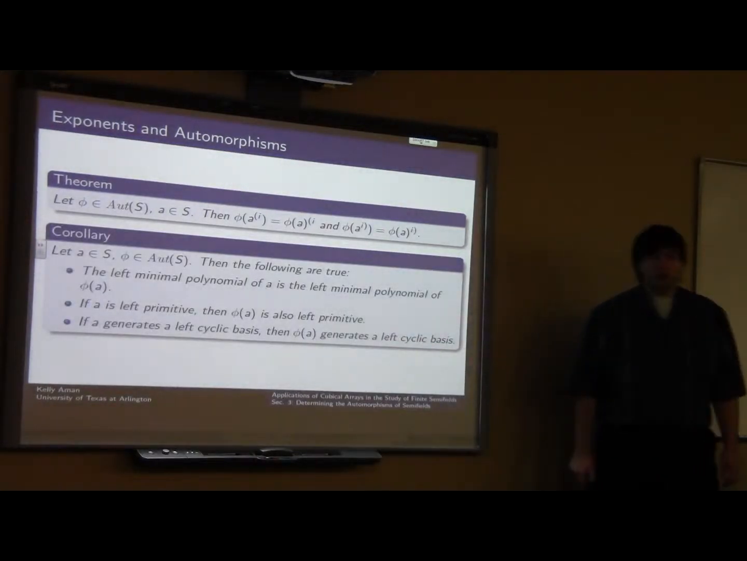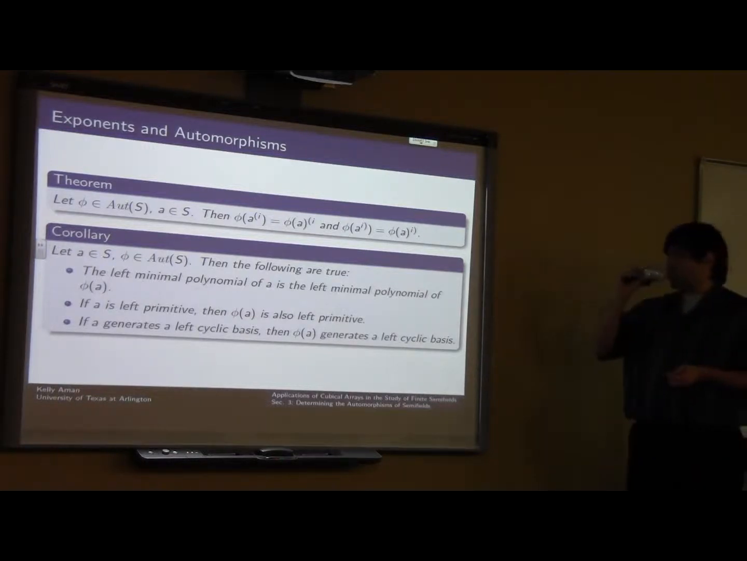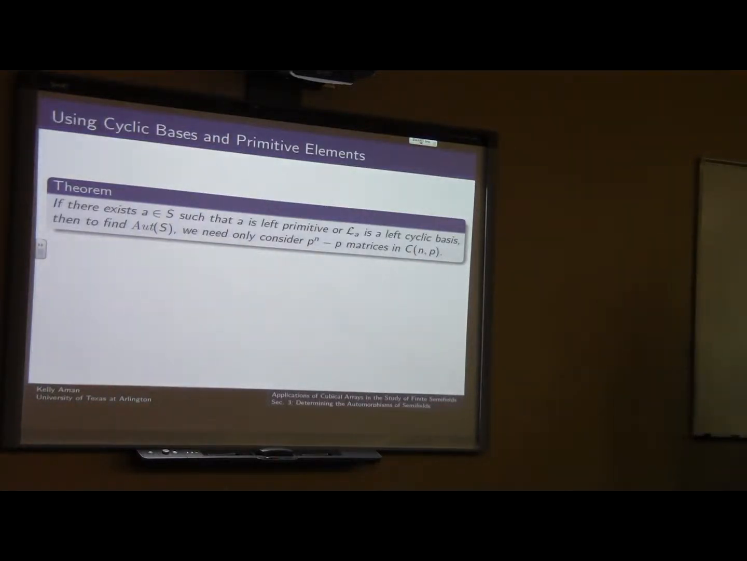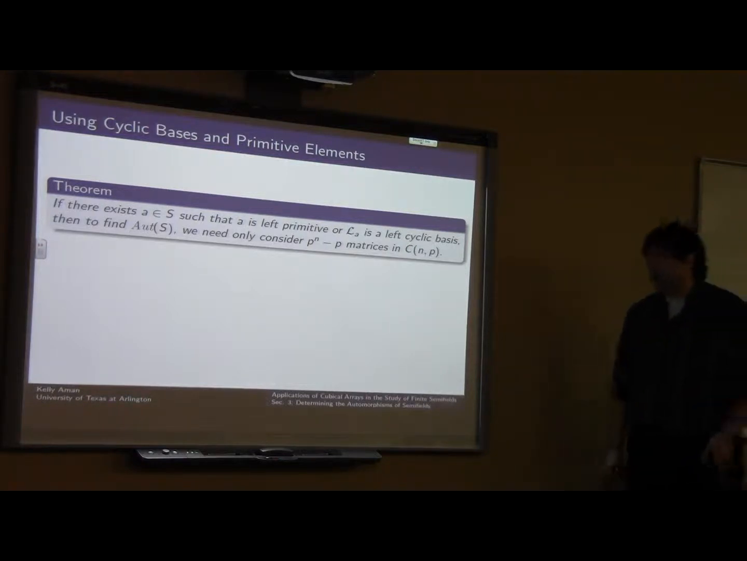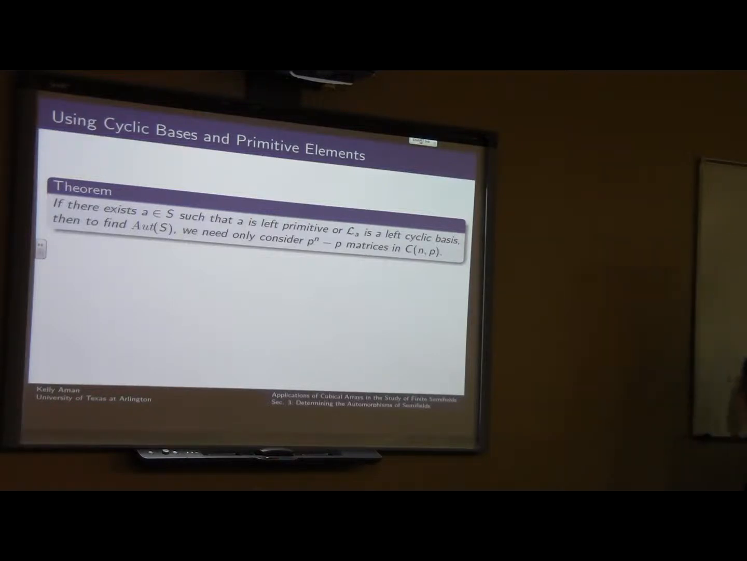And the corollary to this is that if you have a in S and phi in Aut(S), then the left minimal polynomial of a is going to be the same as the left minimal polynomial for phi of a. If a is left primitive, phi of a will be left primitive. If a generates a left cyclic basis, so does phi of a. So, in the case where you have some element that will define a left cyclic basis, whether it's primitive or whether it just defines the basis, you only have to check p^n minus p matrices rather than that product of p^n minus p^i.